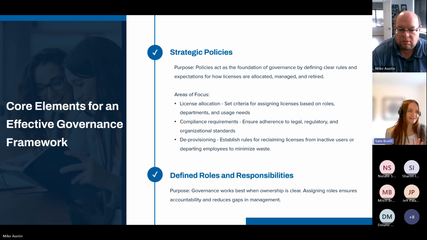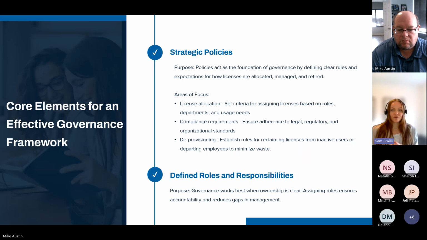So what are the key aspects that we want to consider? Firstly, we've got license allocation. We need to consider clear rules for assigning licenses based on roles, teams, and actual needs. For example, as Mike said earlier, you've got frontline staff. They might only need access to core tools, while analysts will need access to advanced functionalities.